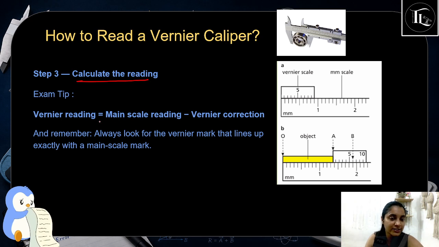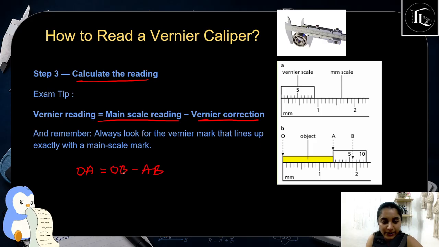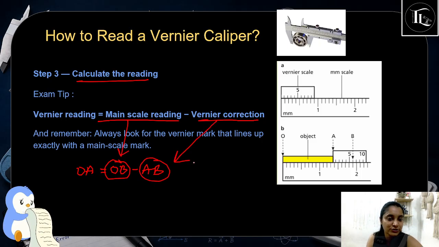And then calculate the reading by subtracting these. So we have to subtract the Vernier correction from the main scale reading. So this is the same thing, like OA is equal to OB minus AB, right? So OB is the main scale reading and AB is the Vernier correction.